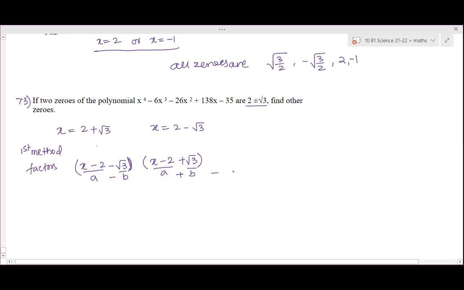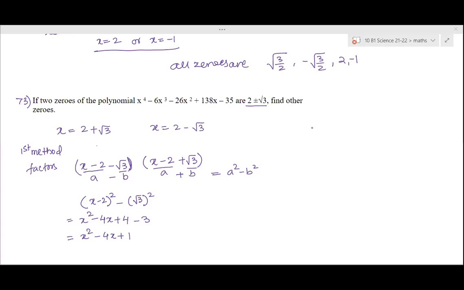So product is A square minus B square. So what is A square? x minus 2 whole square minus root 3 whole square, right? So find the product. x square minus 4x plus 4 minus 3. So x square minus 4x plus 1. This is one method to find the product. And the second method is, I can just multiply.